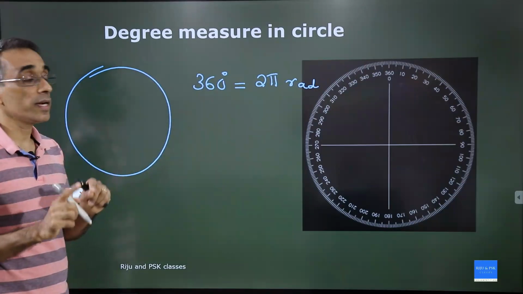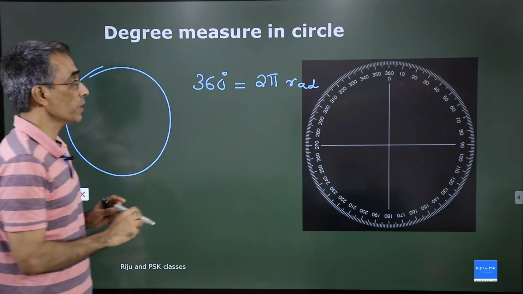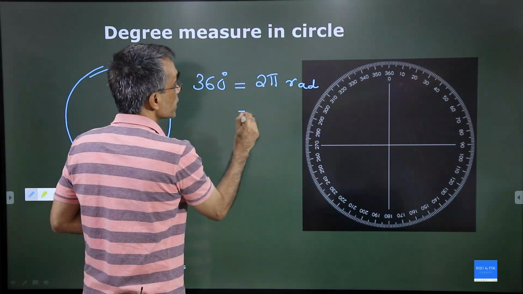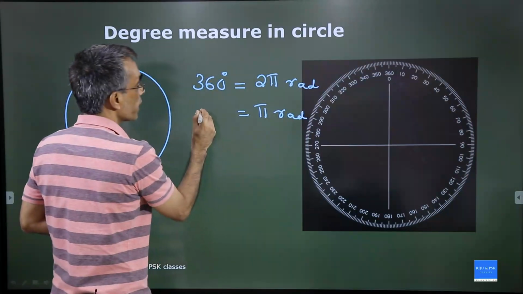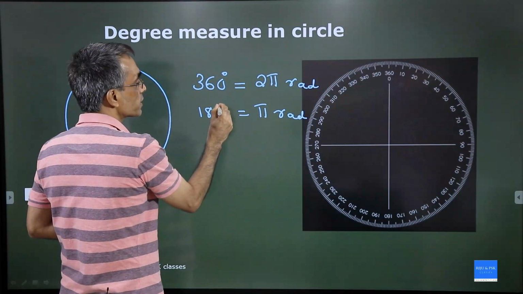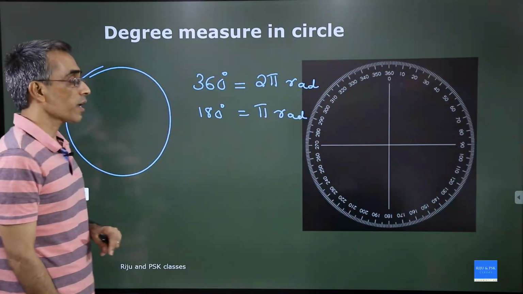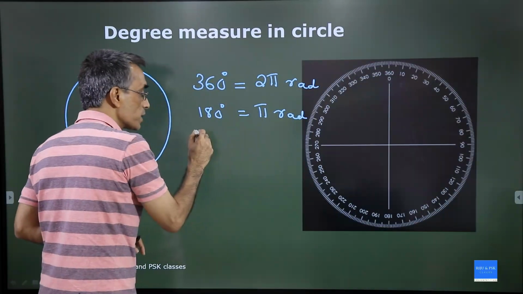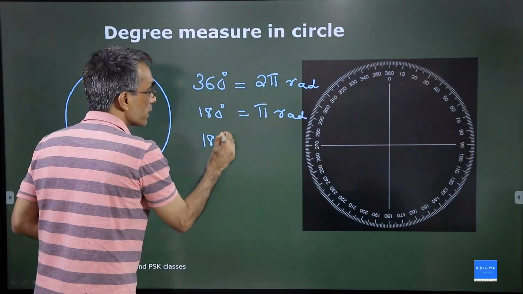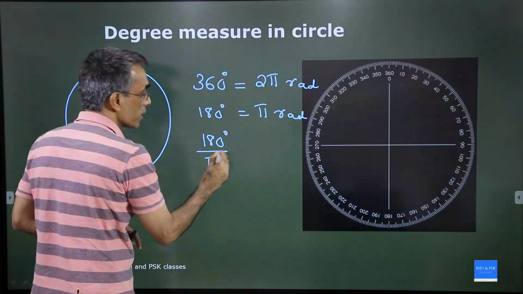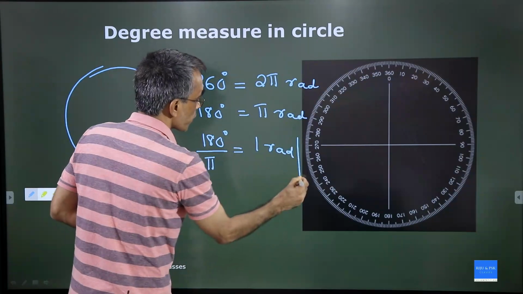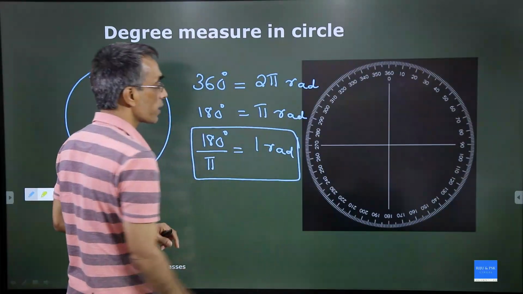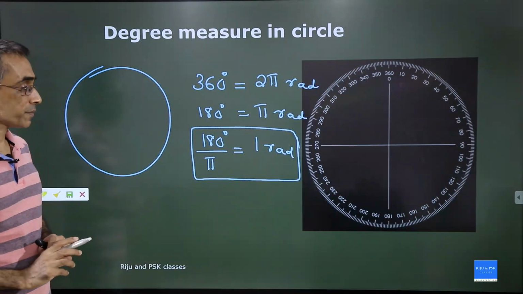So 2 pi radian is 360 degree. So what is pi radian? Pi radian will be equal to 180 degree. I just took half of that one. Now if I take this pi to this side, I will get 180 degree divided by pi. This is equal to 1 radian. So I am asking you what is 1 radian. 1 radian is 180 degree by pi.